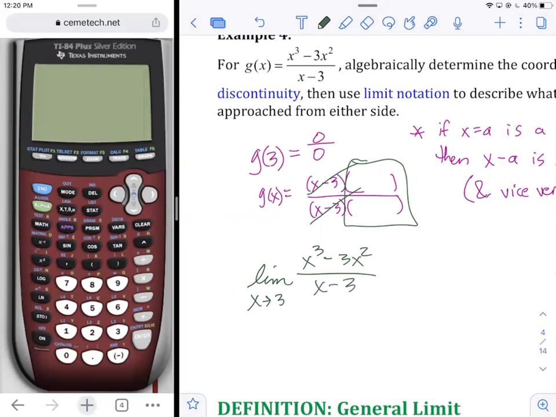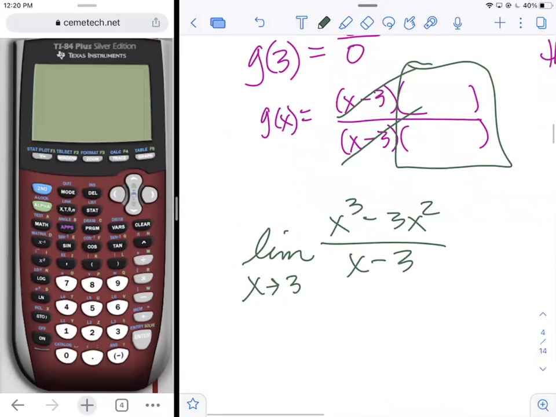I want to evaluate this limit. I don't have a calculator at my disposal. I can't type in 2.99999 and 3.00001. It's too tedious without a calculator. I don't have one. So if I try direct substitution, I'll see that I get 0 over 0. And you're like, oh, there's a hole at 3. Do your worksheet.